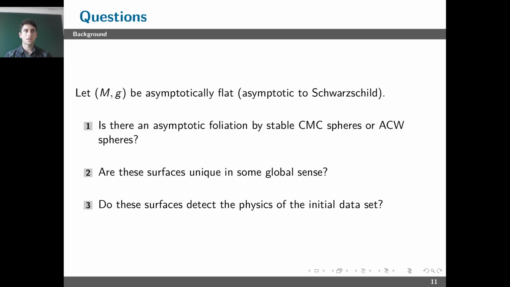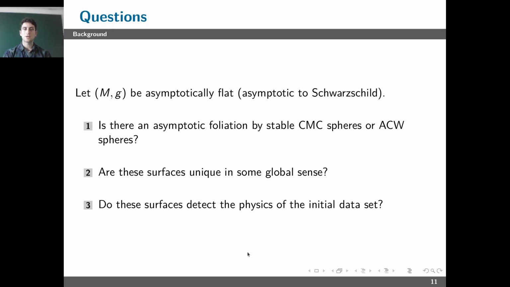Alright, so now that we have such a nice description of the Schwarzschild space in terms of stable constant mean curvature spheres and also in terms of area constrained Willmore spheres, we might ask the following questions. If we have a general asymptotically flat manifold, or a manifold asymptotic to Schwarzschild, first of all, can we show that there is an asymptotic foliation by stable constant mean curvature spheres or area constrained Willmore spheres?